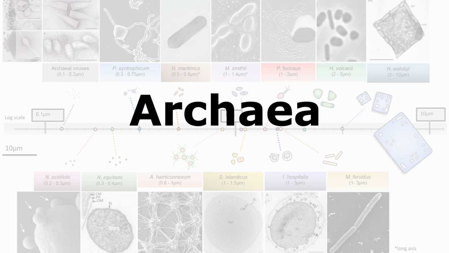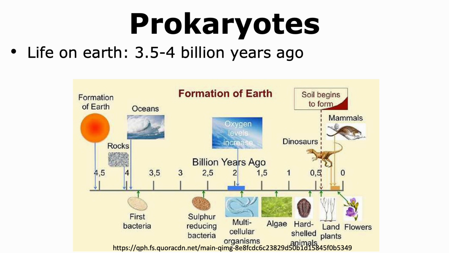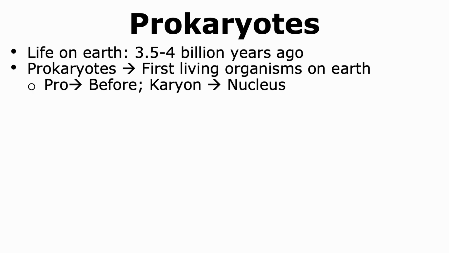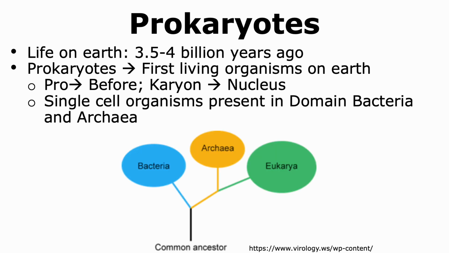In this talk, we will learn about the different features of the organisms that come under the domain of Archaea. It is estimated that life on Earth evolved around 3.5 to 4 billion years ago. The first living organisms that evolved were prokaryotes. The word prokaryote comes from two words: pro, that means before, and karyon, which means nucleus. Thus, prokaryotes are organisms that were there before the evolution of a nucleus.